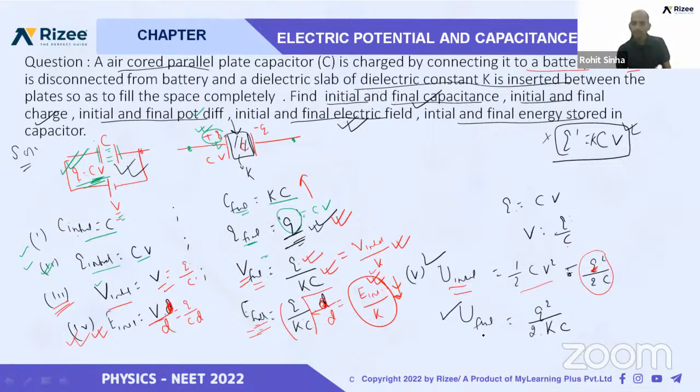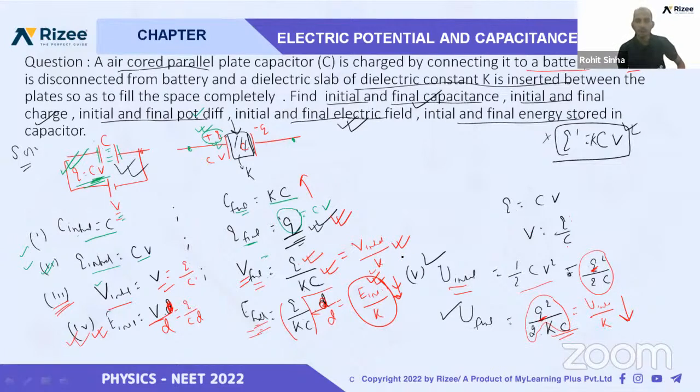What we are doing is this: U is equal to Q square by 2C. Since Q is constant, and C becomes KC, we can compare here. We get Q square by 2C as the initial energy, so we can write the final energy as initial energy by K. That means energy is also decreasing.